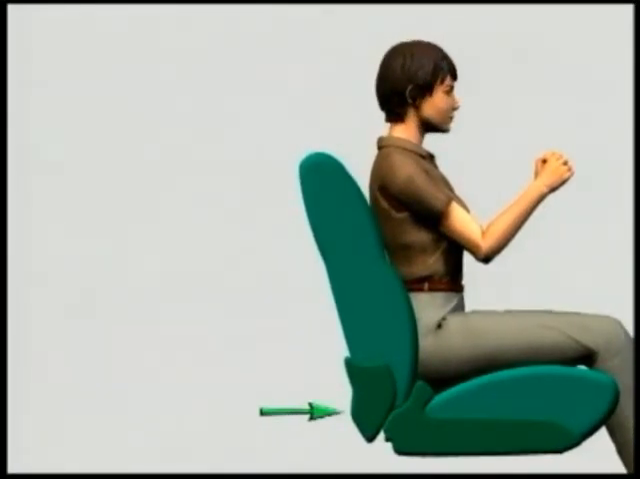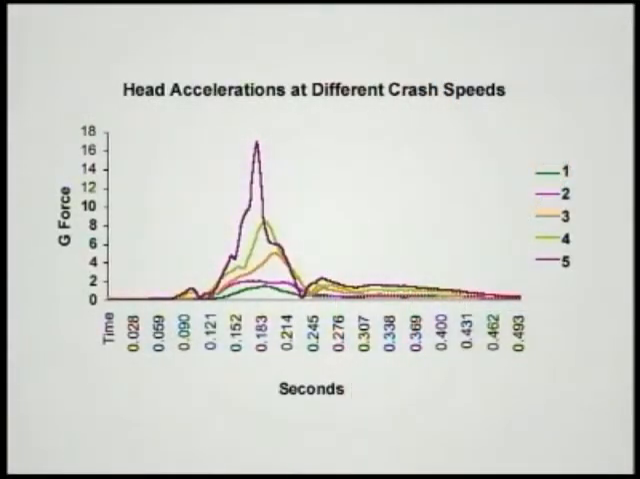Because the torso is now moving with the seat back, the spring action of the seat pulls rapidly on the lower neck, causing the head to rebound forward ahead of the torso. This results in very high peak head accelerations, as shown in this graph. As we can see, peak head accelerations increase dramatically at higher delta V's. A difference of just 1 mile per hour in delta V between 4 miles per hour and 5 miles per hour results in peak head accelerations that double.